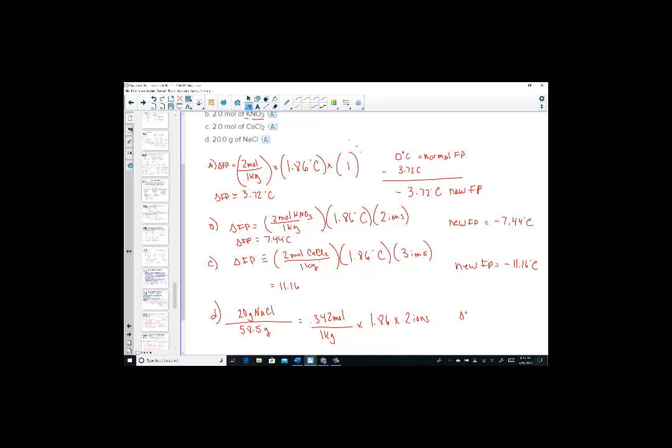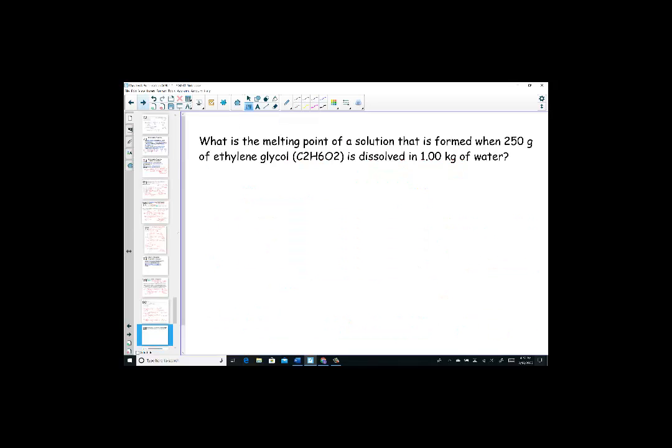So the change in the freezing point is 0.342 times 1.86 times 2 ions, and that's 1.27. So the new freezing point would be negative 1.27 degrees Celsius. Good work. Try this problem on your own, and I'll come back and check with you in just a moment.